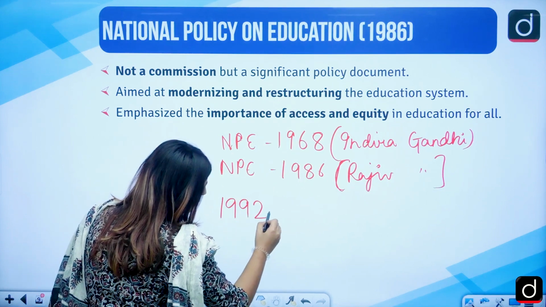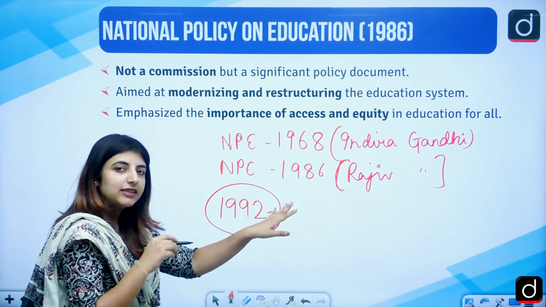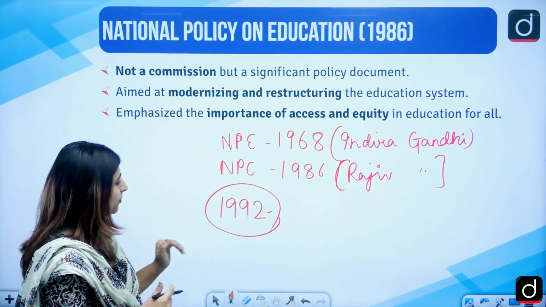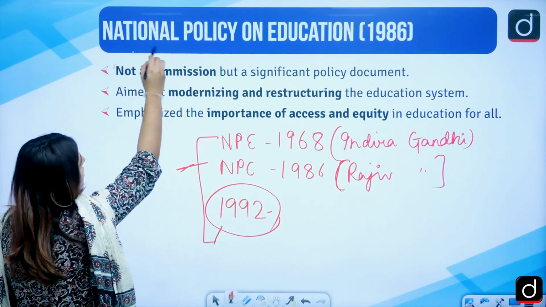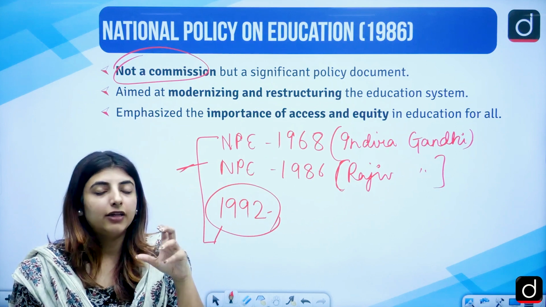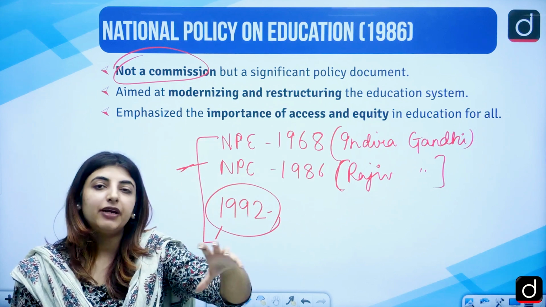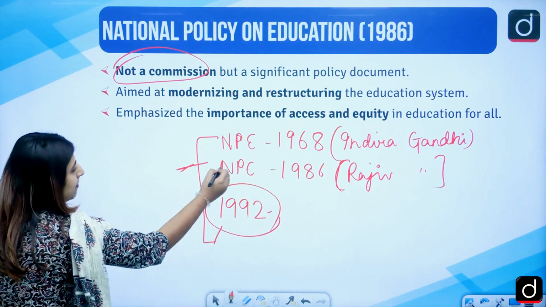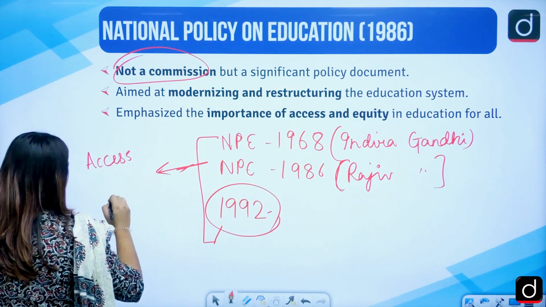And then in 1992, certain changes were made in this policy; certain people sat down to see if any changes were to be made. Of course, these things are important before jumping on to the National Policy on Education. If you want to write, this is not a commission, this is a policy which was introduced to increase the spread of the education system in India, and NPE 1986 had the motto of access and equity.